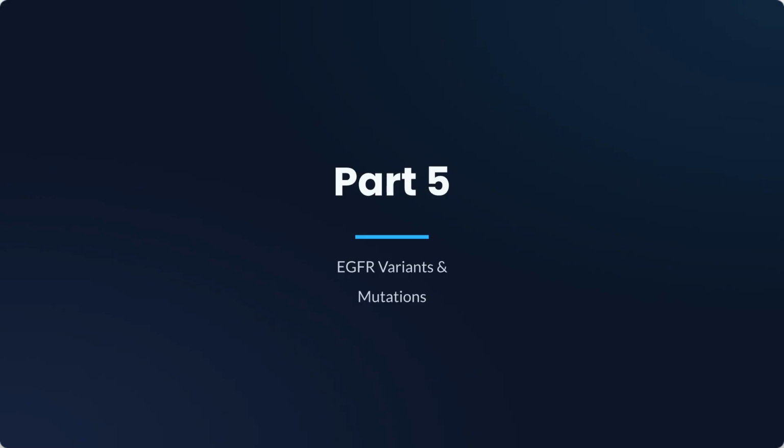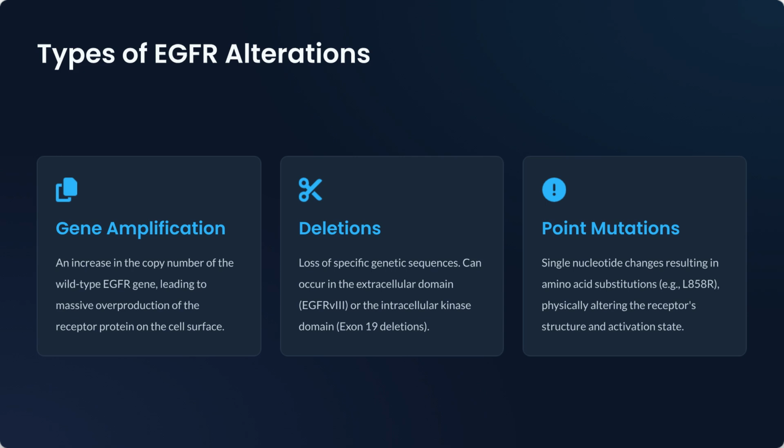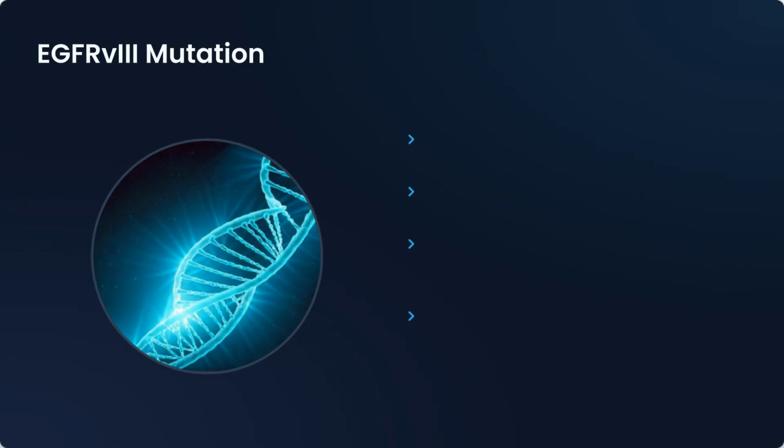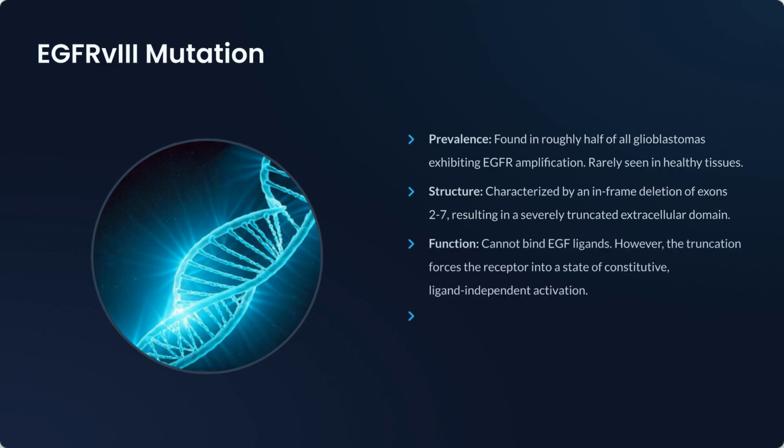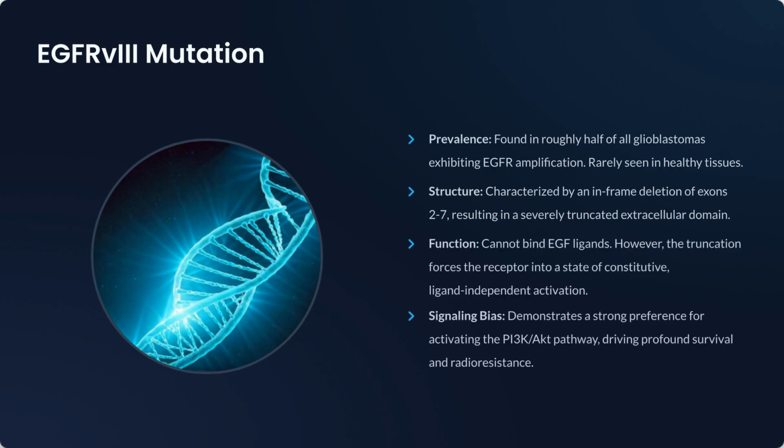Part 5 will now explore EGFR variants and mutations, which significantly influence treatment outcomes. EGFR alterations include gene amplification, deletions, and point mutations. These structural changes affect the receptor's function, activation state, and responsiveness to therapy. The EGFR VIII mutation, common in glioblastoma, involves a deletion that prevents EGF binding but forces the receptor into constitutive, ligand-independent activation, driving tumor survival.